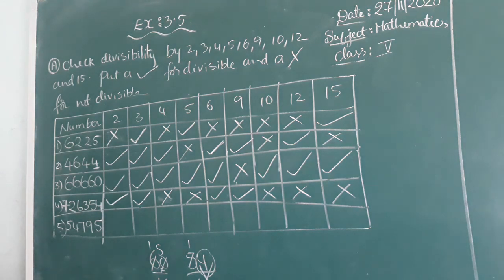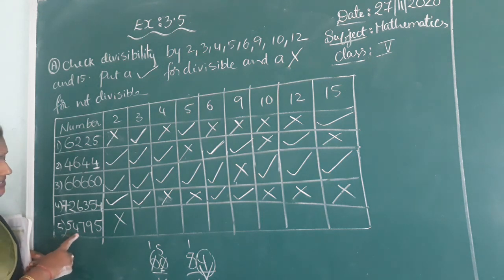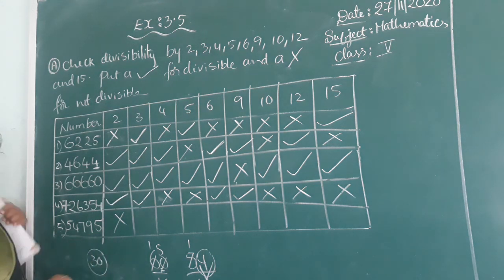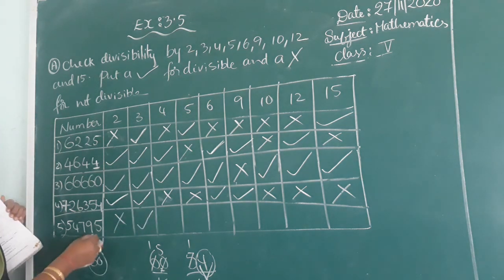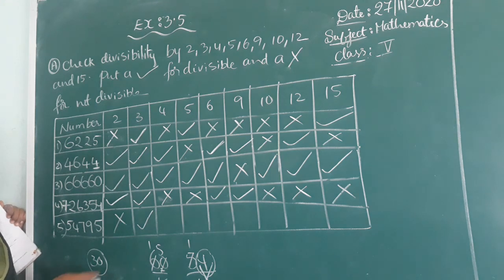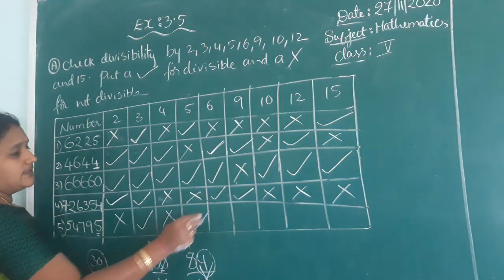Last number. It is not an even number, so it is not divisible by 2. Sum of the digits, once we have to check. 5 plus 4, 9, 9 plus 9, 18, 18 plus 5, 23, 23 plus 7, 30. The sum 30 means it is divisible by 3. Next 4, 95. It's an odd number, so not possible for 4 also. 5. Last digit is 5, so it is divisible by 5.